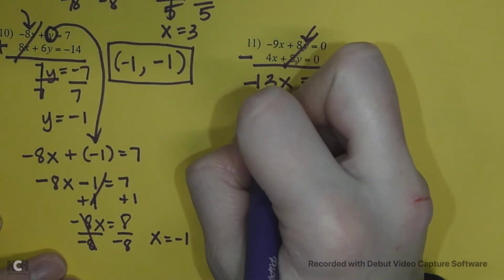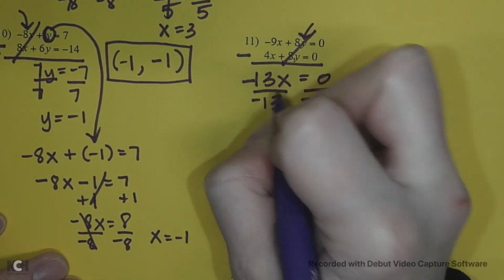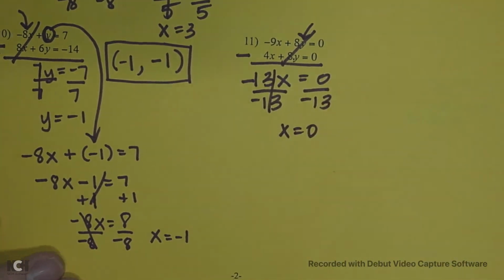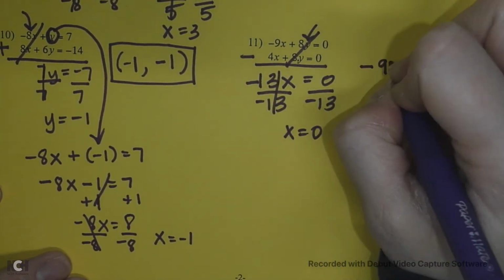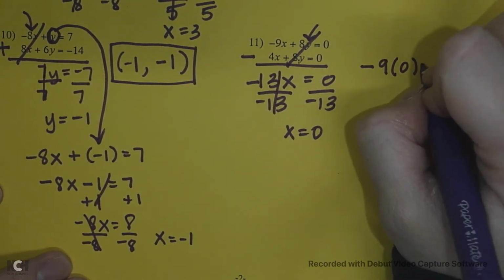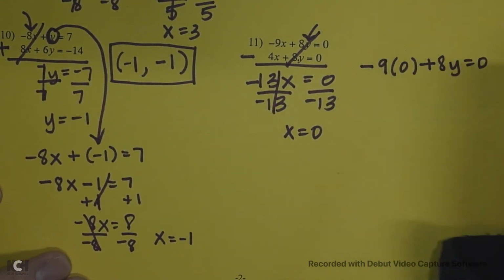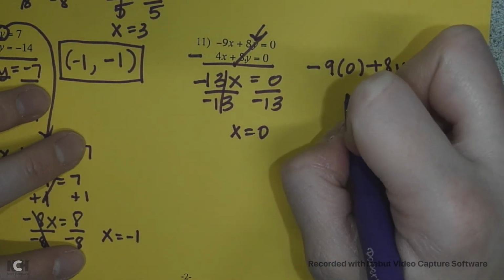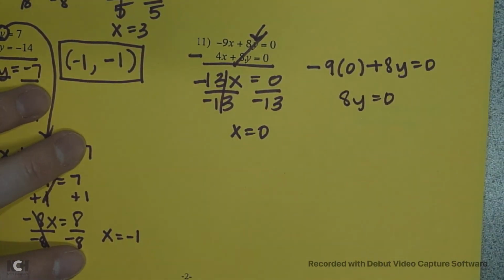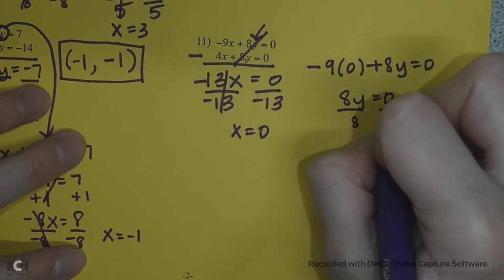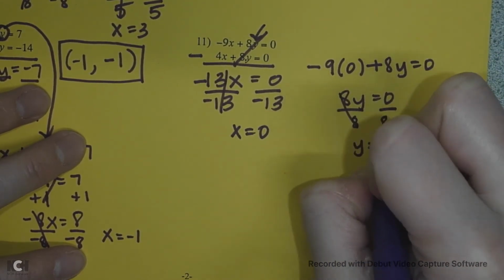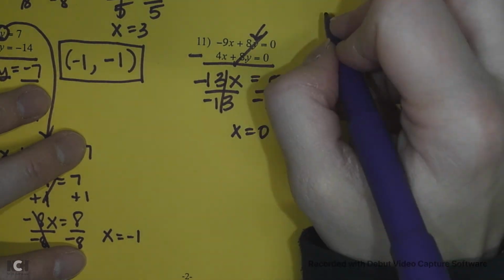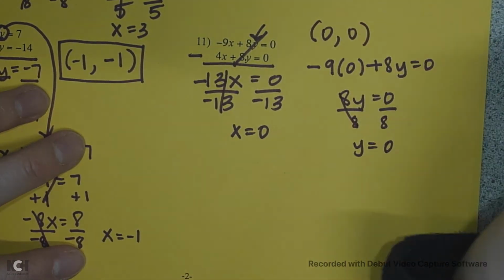Get your variable by itself, divide each side by negative 13, and x is 0. Now we need to substitute that value back in, so we have negative 9 times 0, I picked the top equation, plus 8y equals 0. Okay, negative 9 times 0 is 0, so now I just have 8y equals 0. Well, we got to get our variable by itself, so we're going to divide each side by 8, and y is equal to 0. So my answer for number 11 is 0, 0.